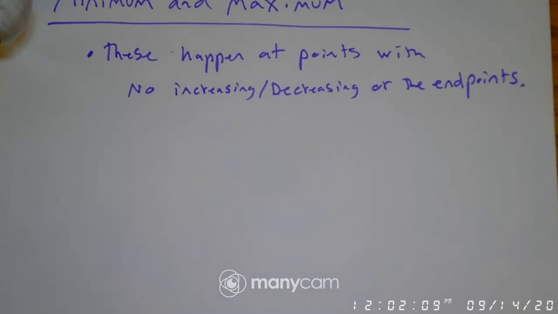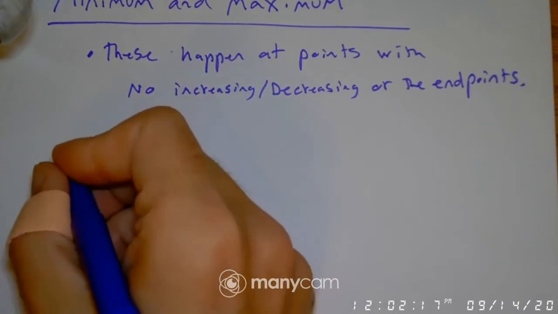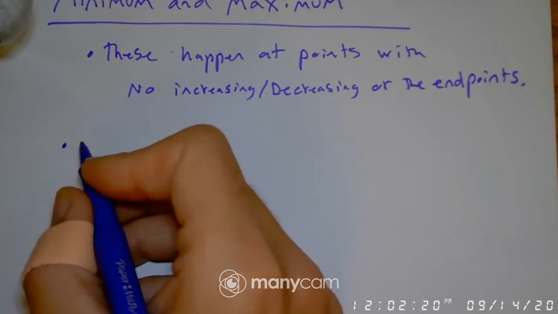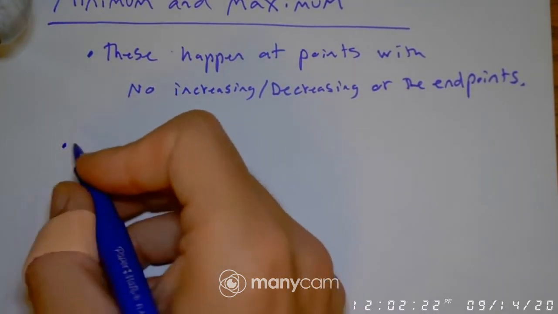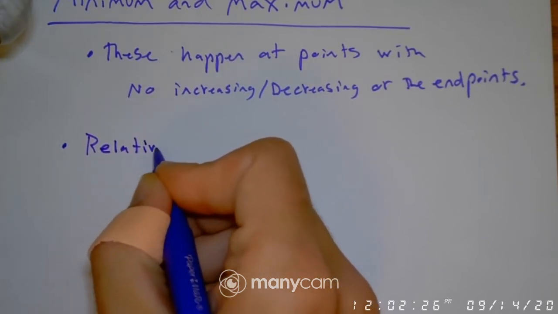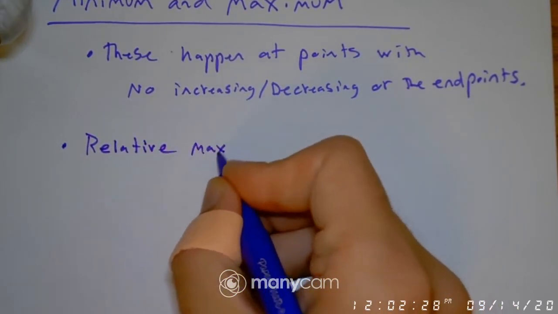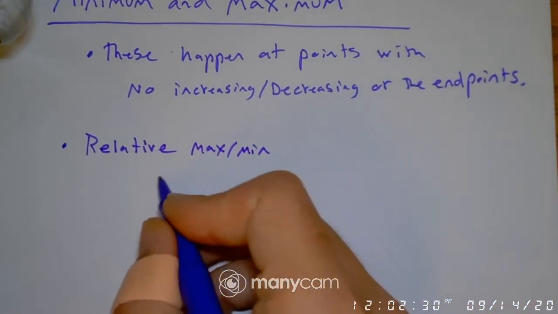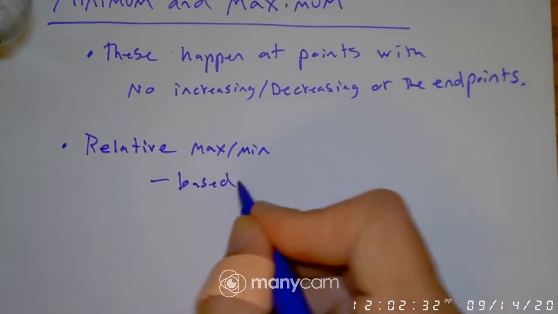All right. So max and mins. So the book tells you to just do a zoom or trace. We're not going to do that. We're just going to look. So I think the book does, so a relative max or min just means based on things around you.